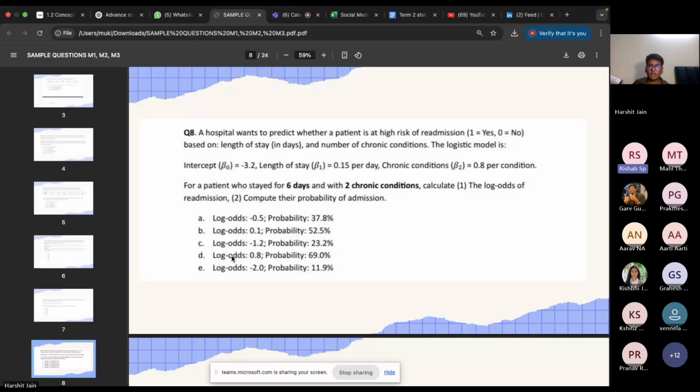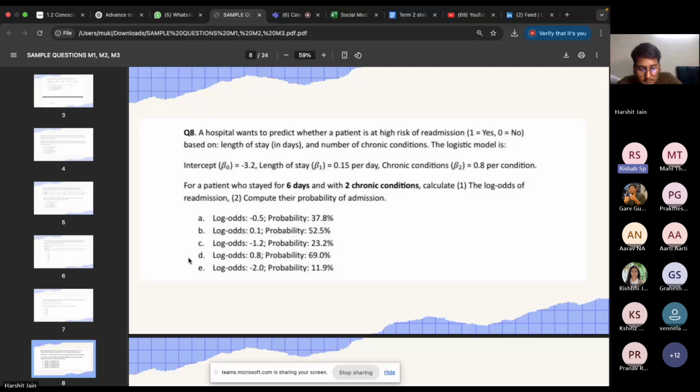We got different answers, but still, a hospital wants to predict a patient is at a high risk of admission. Length of stay is there, number of chronic conditions. Those are the independent variables. Y is equal to high risk of admission. Length of stay is x1, and number of chronic conditions is x2.